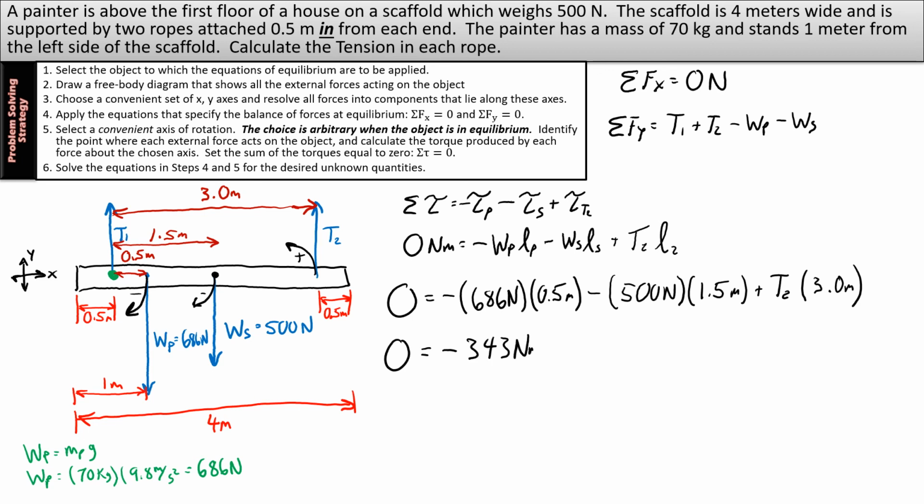Anyway, so the torque supplied by the person is 343 Newton meters in the negative direction. The torque supplied by the scaffold is 750 Newton meters in the negative clockwise direction. And for T2, you could do 3 times T2 to help you solve, okay? So now we get one equation, one unknown. How satisfying is that? All the math nerds out there, like myself. T2 is 634.3 repeating newtons, okay?